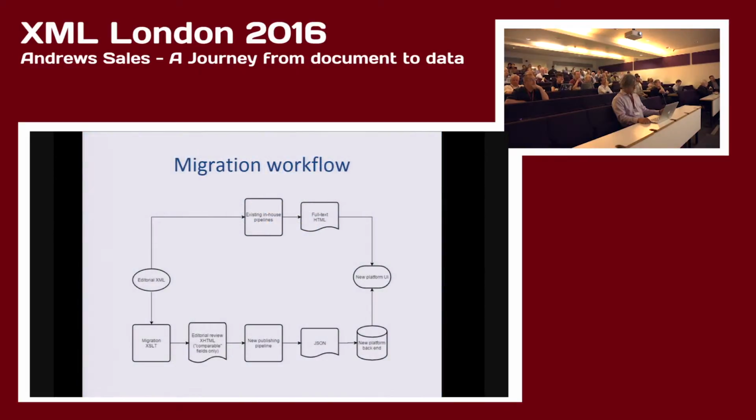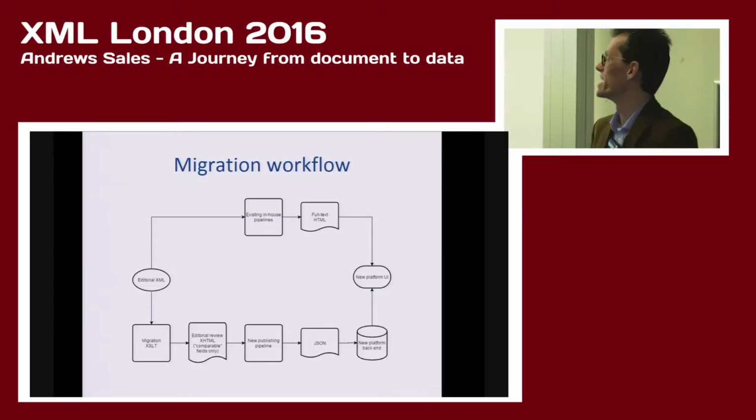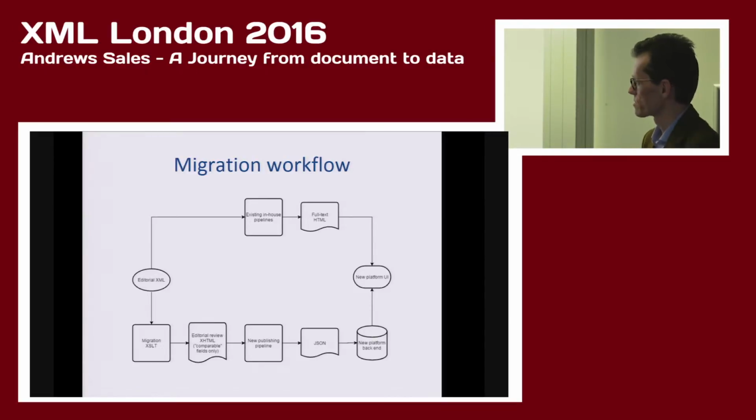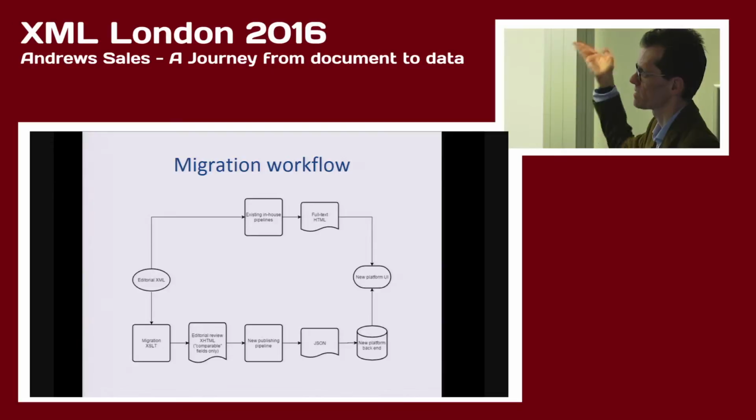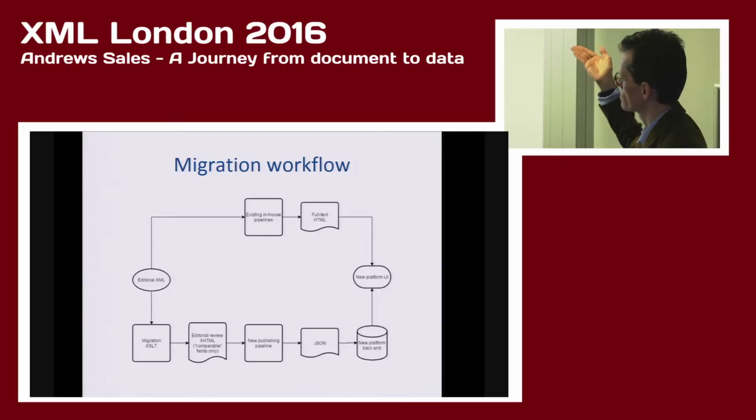So briefly, the migration workflow looks like this. I'm not sure you can see the illustrations on the blobs. But over on the left, we start with the editorial XML. As I was just saying, at the top, the existing in-house pipelines produce the full text HTML for publication. So that's servicing the legacy product, and that appears on the new platform over on the right.